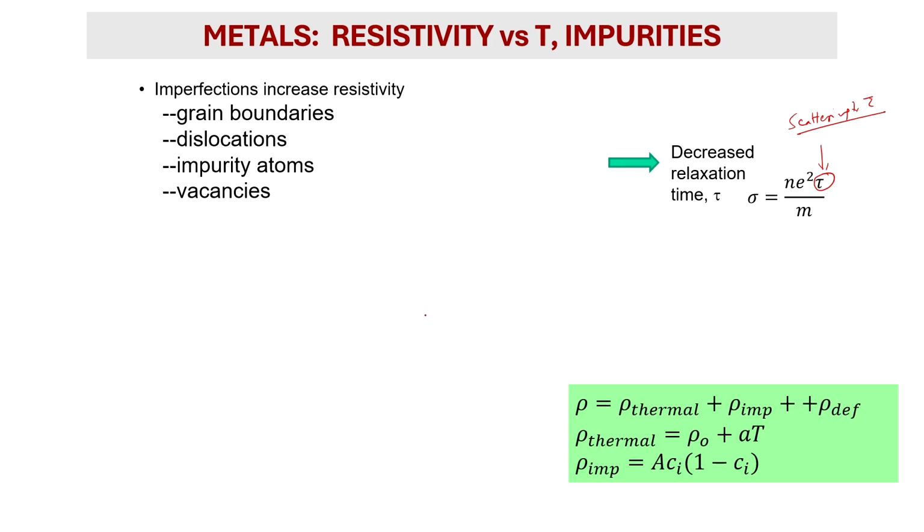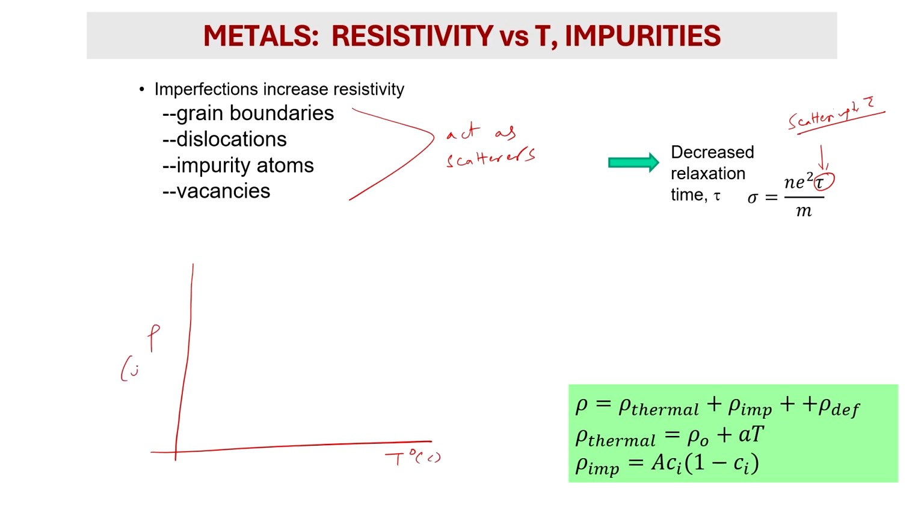So, basically you can say all of these act as carrier scatterers, and if you plot resistivity as a function of, let us say, temperature, resistivity is in ohm meter, and in case of, let us say, pure copper, the range can be anywhere from 1 into 10 to the power minus 8 to 6 into 10 to the minus 8 ohm meter. So, you can just make the division here.